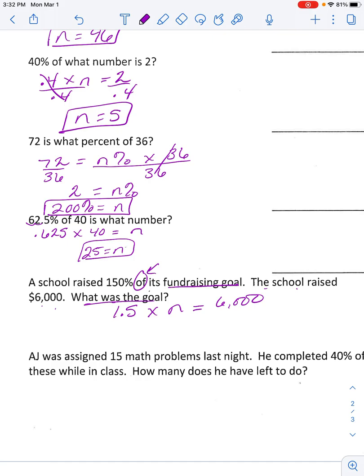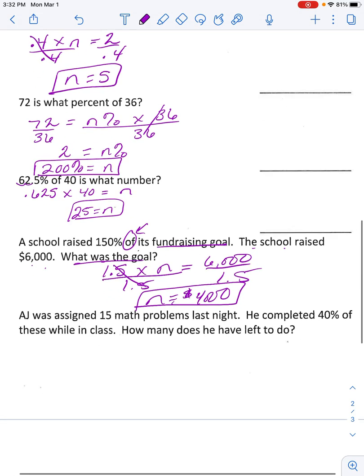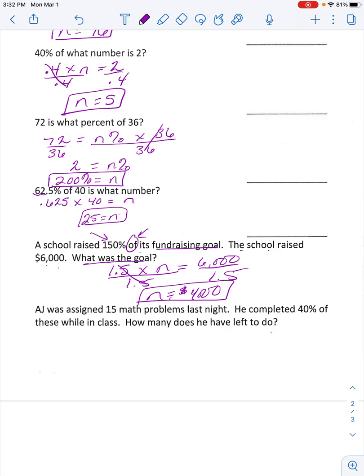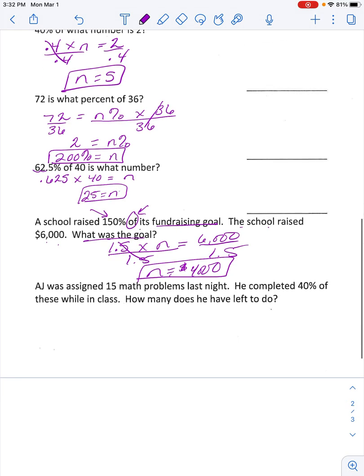So to solve for n, we're going to do the inverse and divide both sides by 1.5 to get that n by itself. So the goal, 6,000 divided by 1.5, the goal was $4,000. They went over their goal, which was why they got 150% of their goal. They went over it. They met it. Okay.